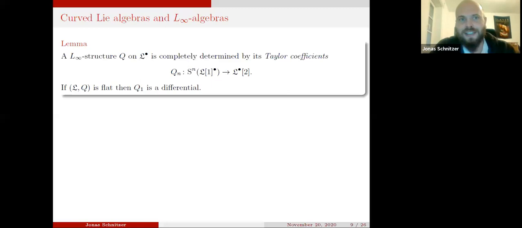I will use this later on, but basically what it says is that because of this co-freeness condition, this differential is completely determined by its Taylor coefficients. On the nth, basically it's uniquely determined by this, and all these maps have some quadratic properties between them, which we should not care about at the moment. And if it's flat, we should mention that Q1 is a differential. So you basically have a cochain complex plus some more structures like you have in the DGLA setting.